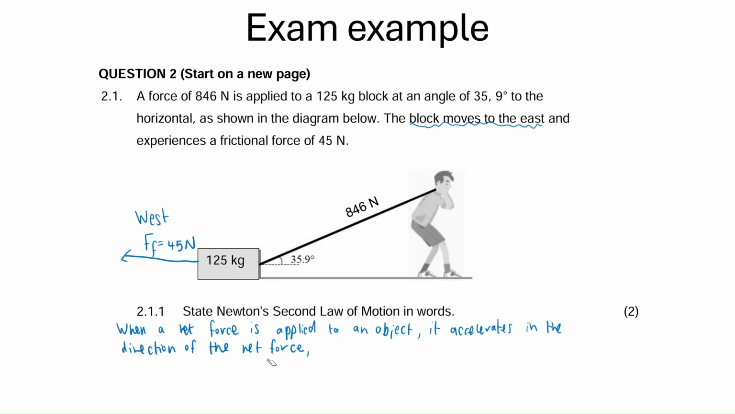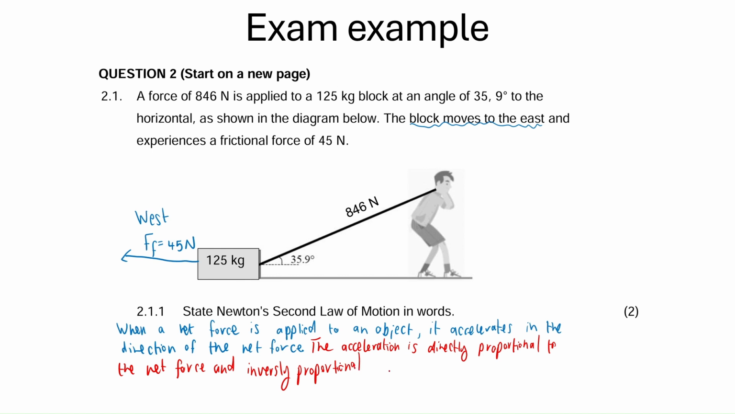It's got 2 parts. The second part of this would be: the acceleration is directly proportional to the net force and inversely proportional to the mass of the object. Right, let us move on.